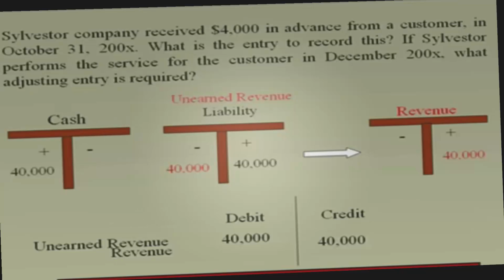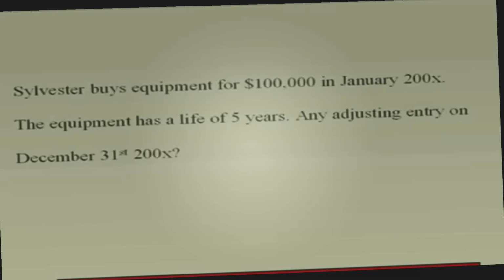Let's have a look at the next one. Sylvester buys equipment for 100,000 in January. The equipment has a life of 5 years. Think about this. Is any adjusting entry required on December 31st? What do you think?